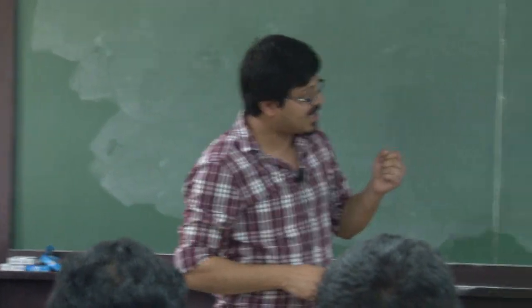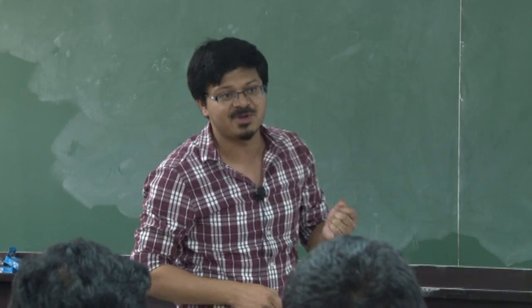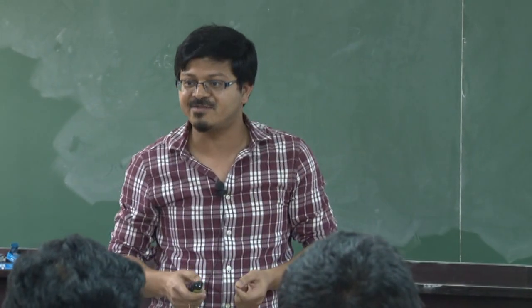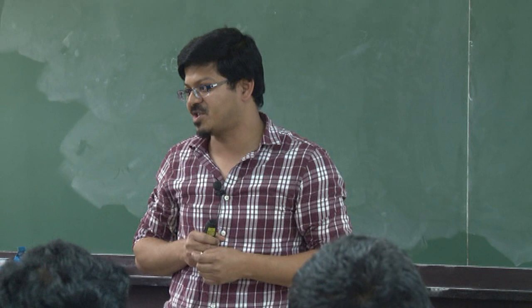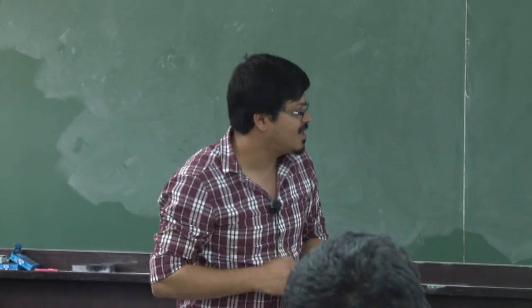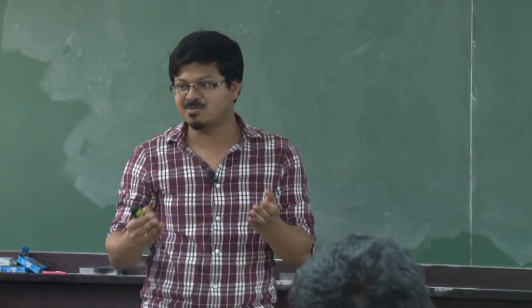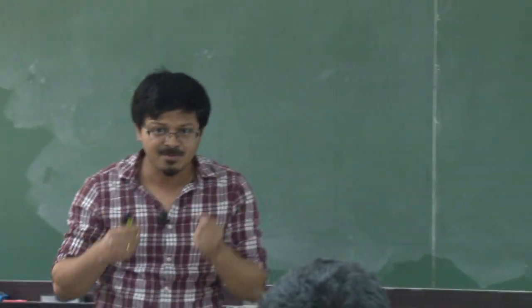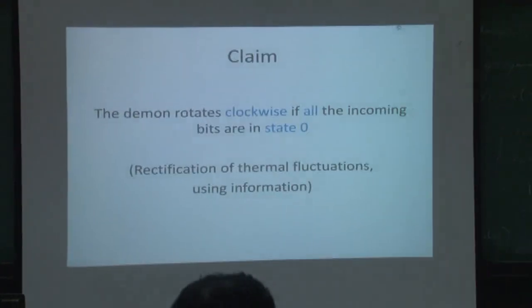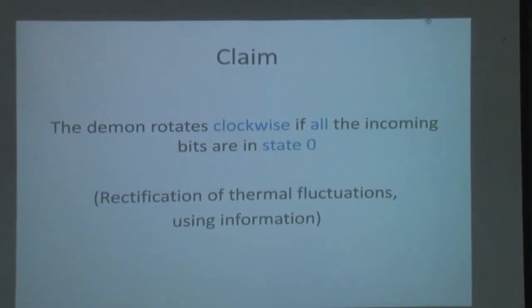So I make the claim that if all the incoming bits are in state 0, on the average, the daemon will perform clockwise rotation. Which says that thermal fluctuations, which are evenly distributed among positive and negative values, have somehow been rectified, because I now have a directed motion.